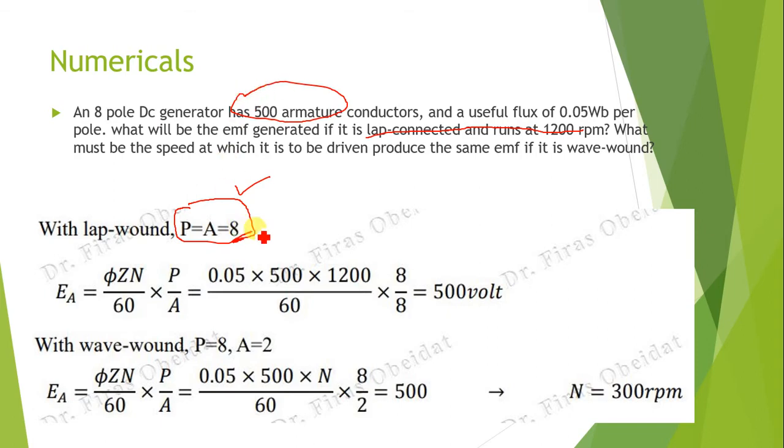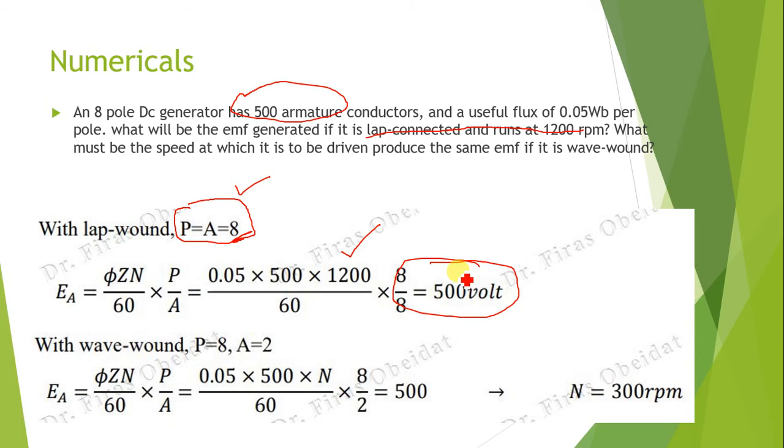So you need not multiply with any slots, because the slot value is not given. At the same time, it has been running at 1200 rpm, divided by 60 into 8 by 8, that is P is equal to A is equal to 8. So in this case, it is 500 volts. Please calculate and check whether it is 500 volts.